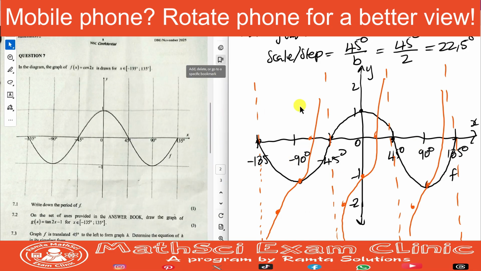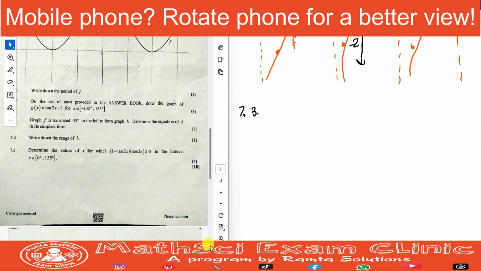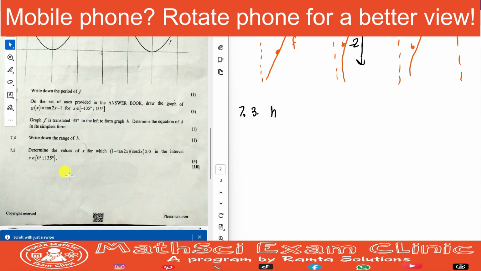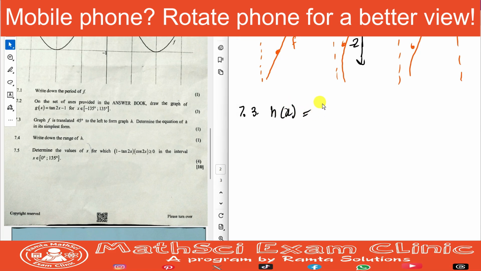Let's move on. So this is our 3 marks. Moving on. This is our f. Right. They didn't have any specifics. Okay. 7.3. Let's see. 7.3, graph f is translated 45 degrees to the left to form h. So this means, what does it mean for us? It means h of x is basically f of x translated 45 degrees to the left.